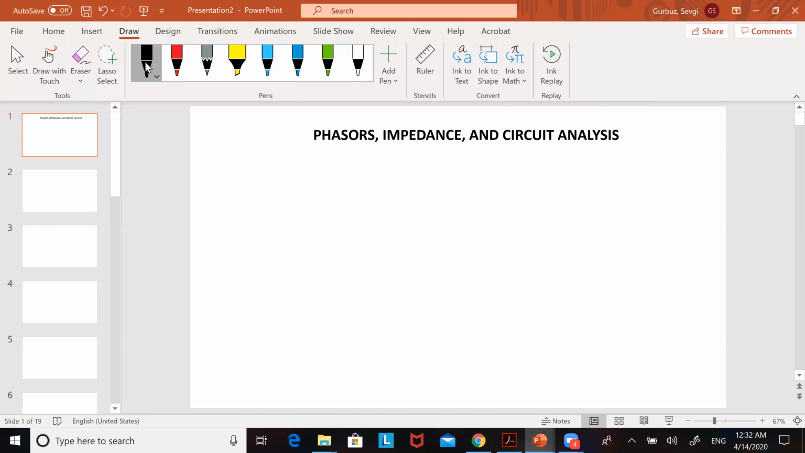So to give an example, let's start out with a current I1 of t, which has been defined as a sinusoidal real function as follows: 10 sine of 8t plus 75 degrees. Now, how would we convert this into its phasor value?